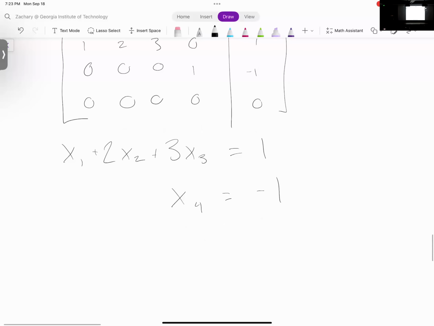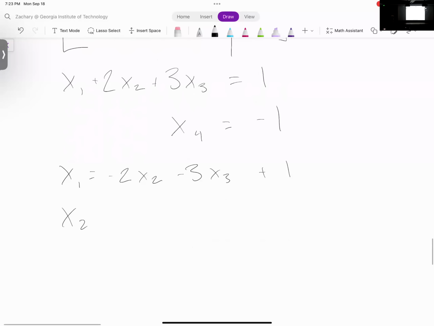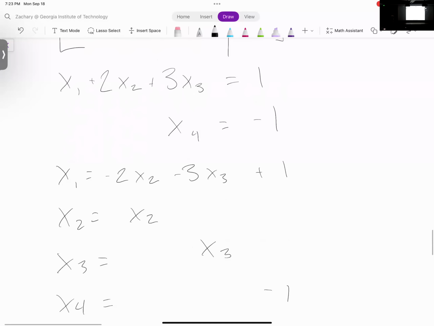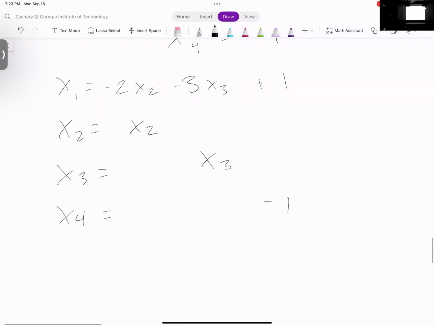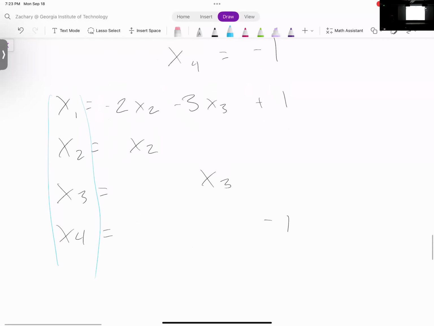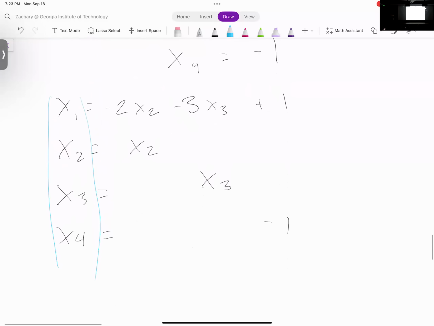All right. So from here, we solve, we get x1 equals negative 2x2 minus 3x3 plus 1. We get x2 equals x2. We get x3 equals x3. We get x4 equals negative 1. So from here, we go to parametric vector form, and we slap parentheses around everything. This is how I like to write my parametric vector form. Because I have my x2s in a column, I have my x3s in a column, I have my numbers in a column. I have each free variable lined up, makes it easy.